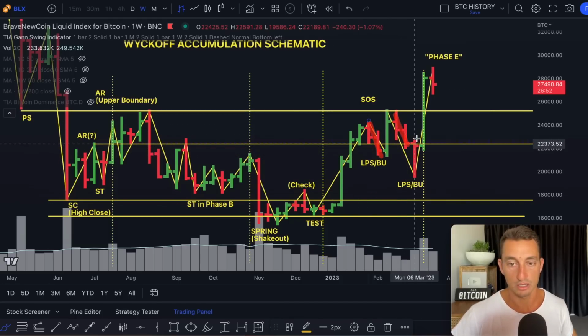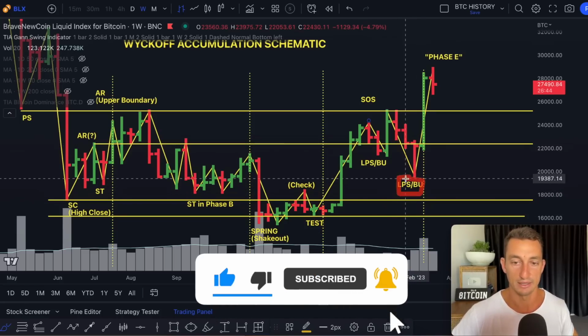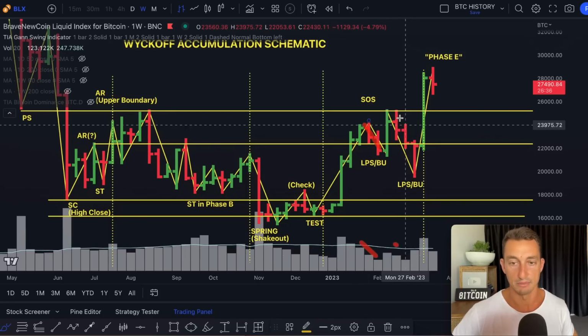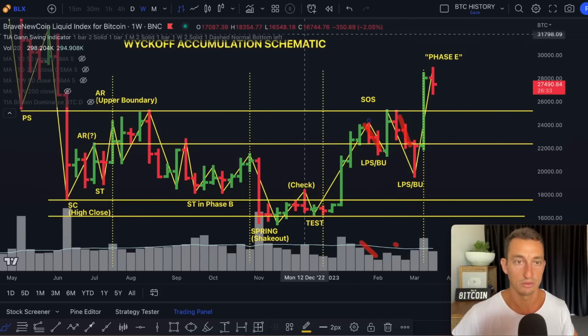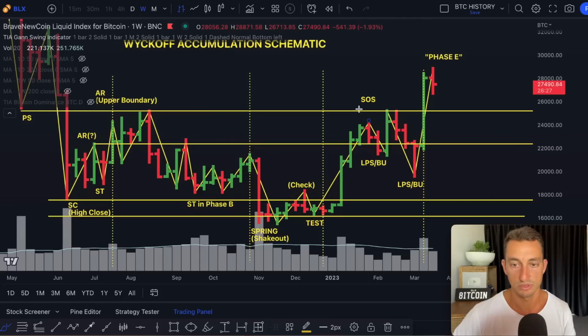Of course, this one here coincided with the banks collapsing, and then it was an extreme high close. That was the last of the last points of supply, and the backup here with, what is that? That is diminishing volume as the market comes down. So it looks like phase D has met the rules here. So that's why we are now moving on to phase E.